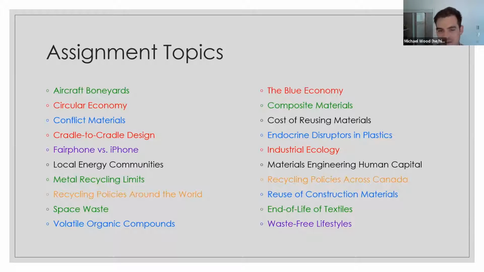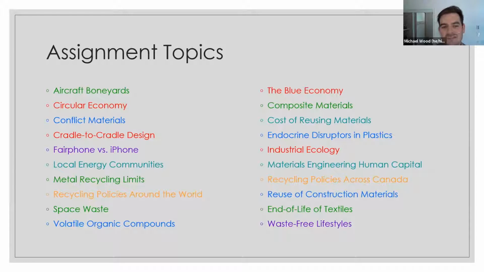And then a couple more policy ones. This one, recycling policies in Canada versus the world, we thought was kind of interesting. I guess what we want to get here is different geographies. How does that affect how an engineer would do their job ethically? And then just kind of these other ones that we thought were interesting.